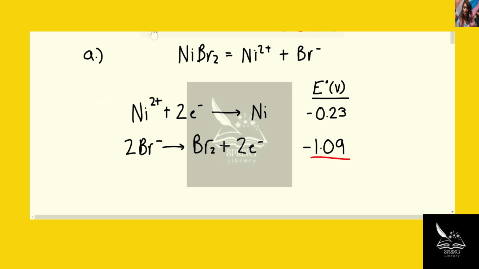So that's how we know that the first reaction is the reduction that occurs, and the second half reaction is the oxidation that occurs. And again, we know that reduction occurs in the cathode and that oxidation occurs in the anode. So that means that this top half reaction corresponding to the reduction of Ni2+ ions will occur in the cathode, while the oxidation of Br- ions will occur in the anode.